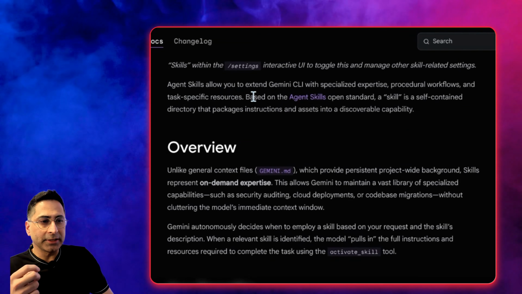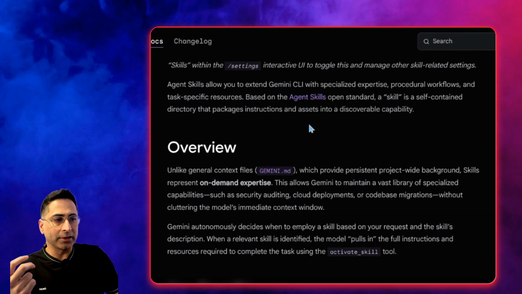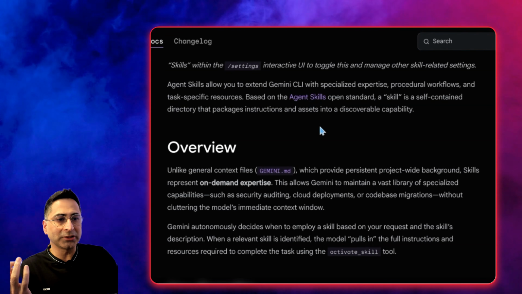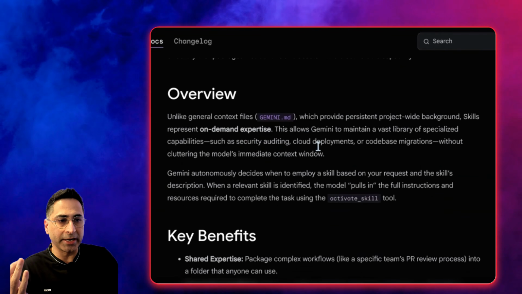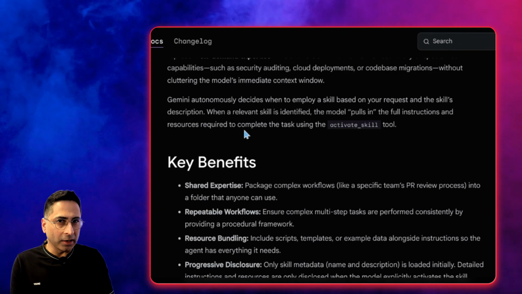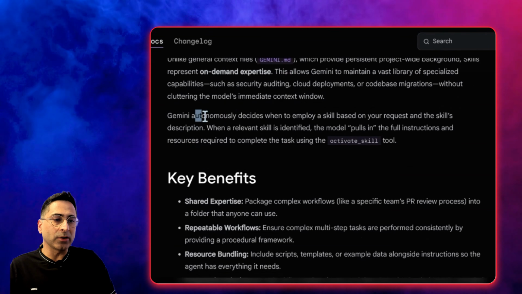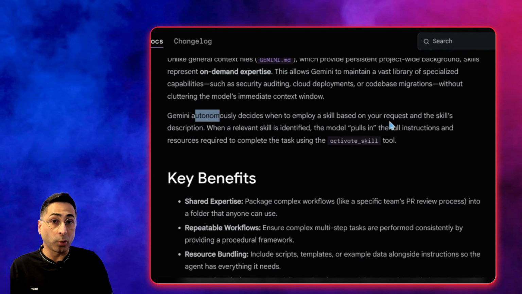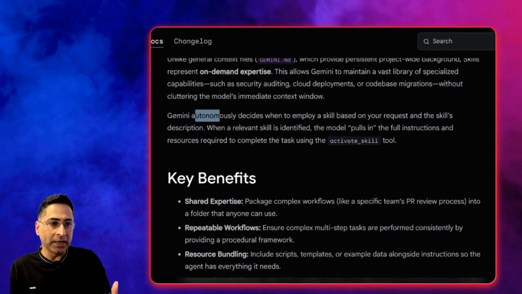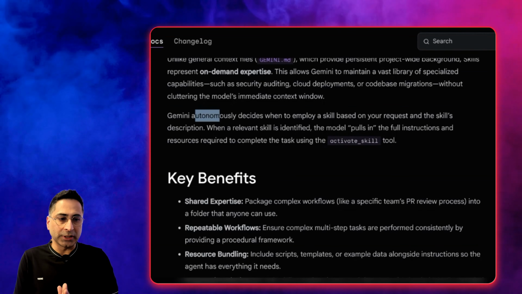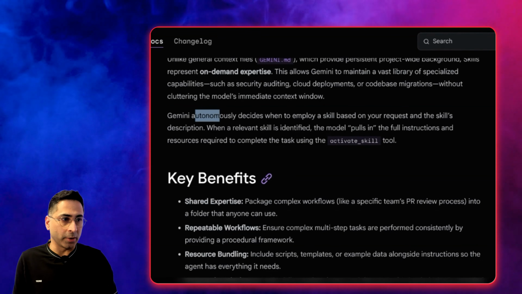But you can clearly see here that agent skills allow you to extend Gemini CLI with specialized expertise. And this is built on the open standard from Anthropic, which is the agent skills, right? Now, one of the coolest things I love about this is once you have created a skill, Gemini can autonomously decide when to employ that skill based on your request and the skill's description. I think this is pretty cool. Once you've developed multiple skills, Gemini is going to get many more superpowers, right?